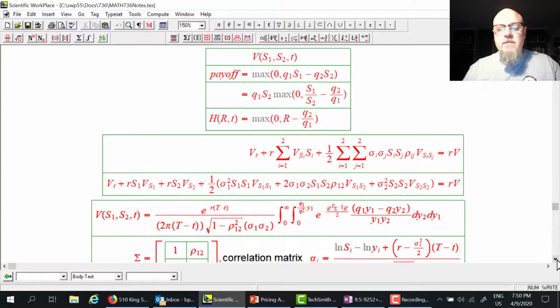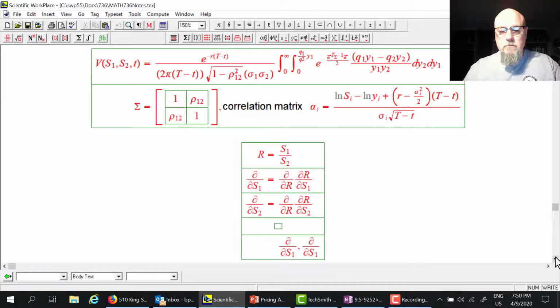So I'm going to switch everything over to functions of that ratio. If I'm differentiating with respect to S1, by the chain rule, that's differentiate with respect to R times differentiate R with respect to S1. Likewise for S2.